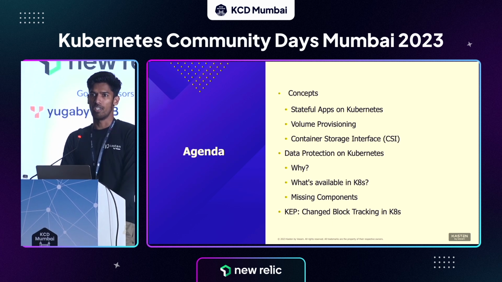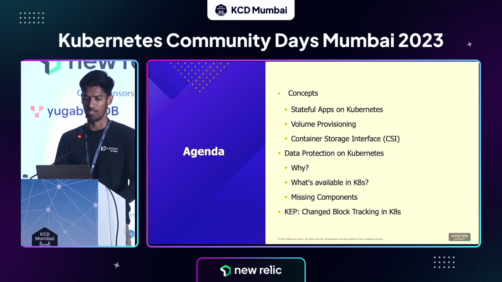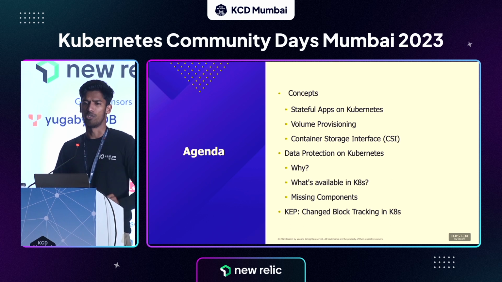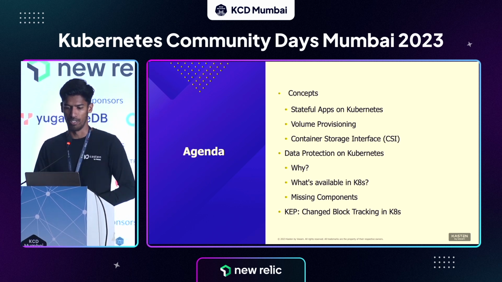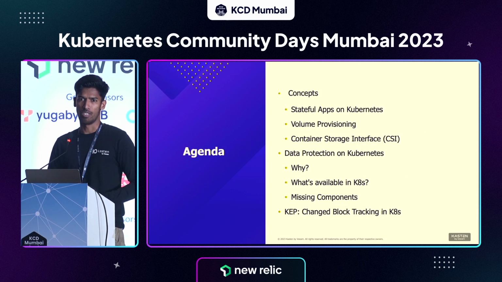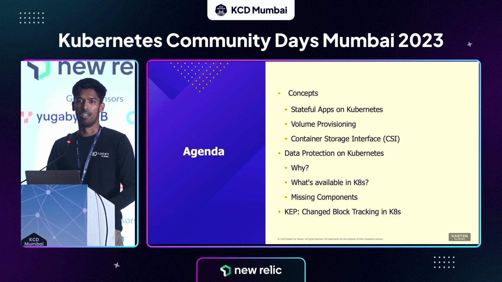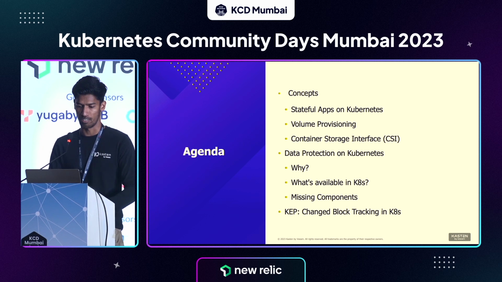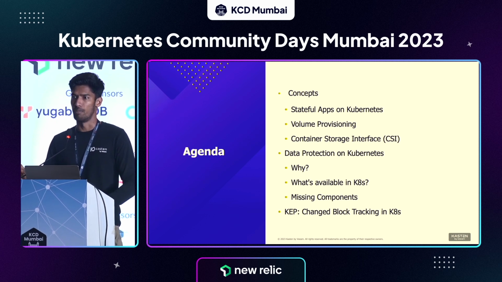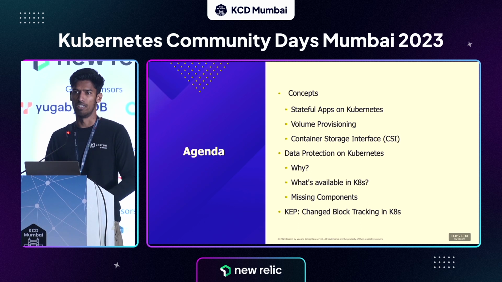In today's talk, I'll brush up on a few concepts like stateful set and how the volume is provisioned on Kubernetes. I'll also talk about CSI at a very high level. Then, since this talk will be around data and managing and protecting data, I'll talk about why we need a data protection approach for Kubernetes, what's available there, what different APIs are available to achieve the same, and what building blocks are missing in Kubernetes. I'll also talk at a very high level about the KEP that we are working on. It's about adding change block tracking functionality to Kubernetes.